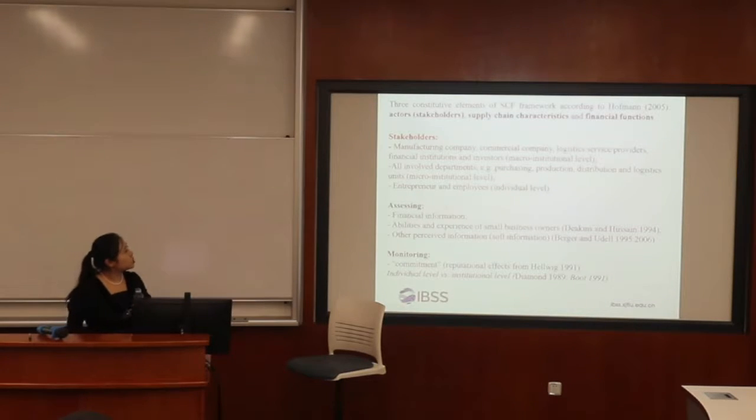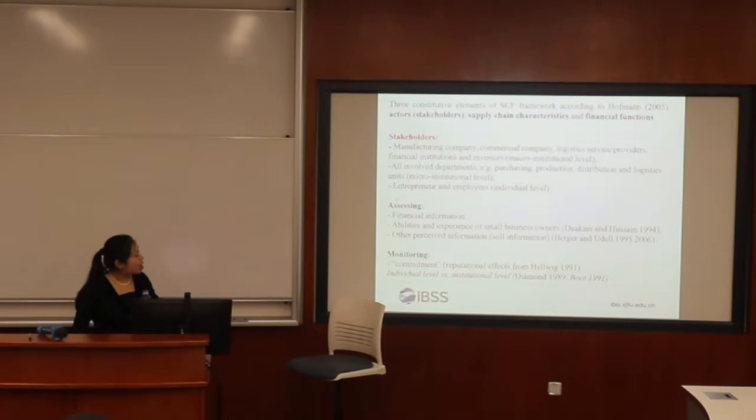We also list all these elements of supply chain finance from these reports. All these reports have these three types. For example, stakeholders, such as manufacturing companies, commercial companies, logistics service providers, financial institutions and investors. We call it macro institutional level stakeholders. Secondly, are some micro institutional levels such as different departments: purchasing, production, distribution, and logistics units. Thirdly, are some individual levels such as entrepreneurs and employees.